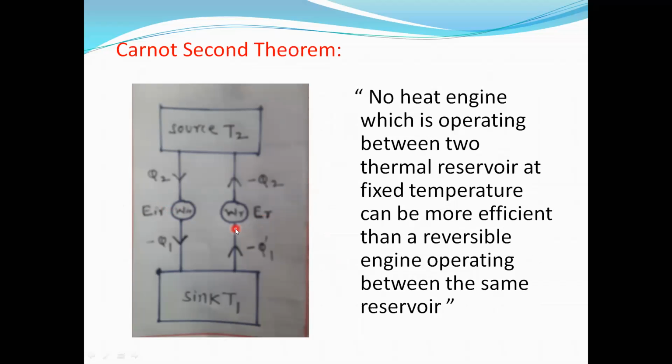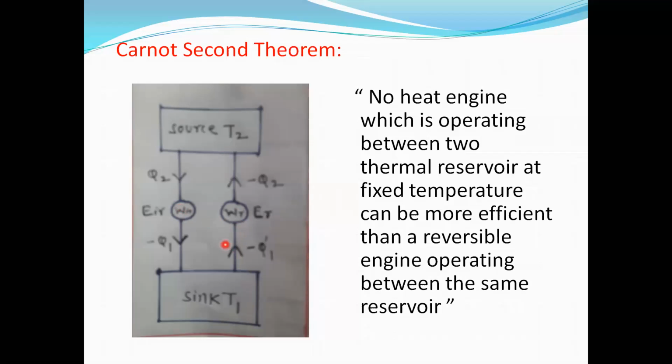Now the work produced by the reversible engine is denoted by WR. WR means work produced by the reversible engine. And here this is WIR. W means work and IR means irreversible engine, that is, work produced by the irreversible engine. So work produced by the reversible engine is denoted by WR, and work produced by the irreversible engine is denoted by WIR.